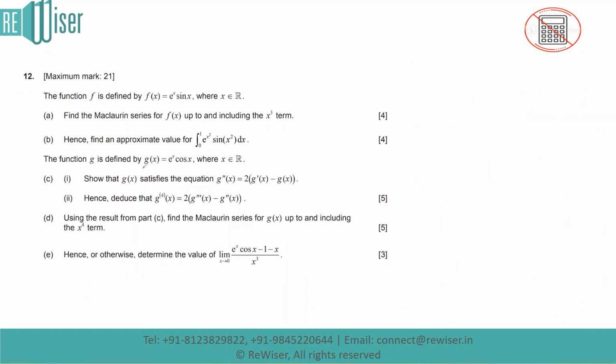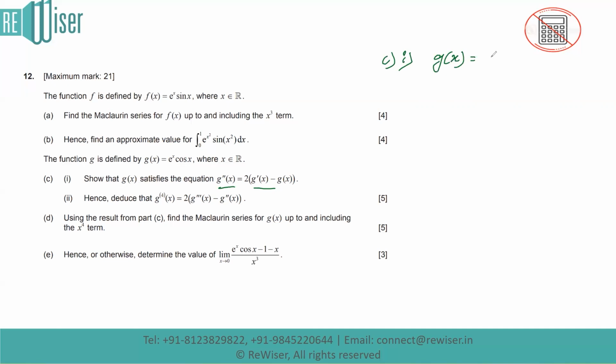Next, for part C, the function g is defined by g of x is equal to e power x into cos x, where x belongs to all real numbers. Show that g of x satisfies the equation g double dash of x is equal to 2 times g dash of x minus g of x. So this one, we just need to differentiate it and solve it. So now, g of x is given for C part 1.